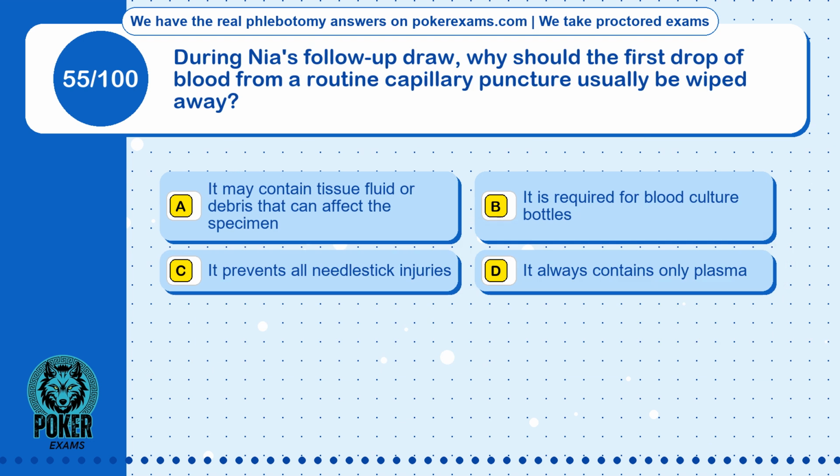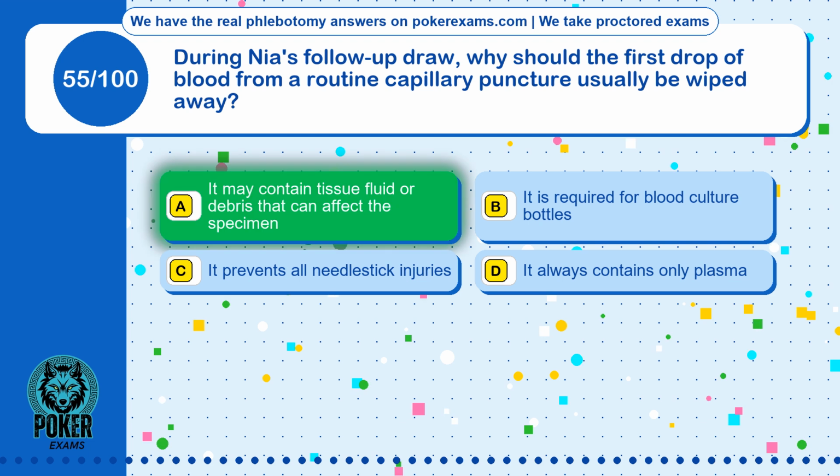Question 55. During NIA's follow-up draw, why should the first drop of blood from a routine capillary puncture usually be wiped away? Option A. It may contain tissue fluid or debris that can affect the specimen. Option B. It is required for blood culture bottles. Option C. It prevents all needle stick injuries. Option D. It always contains only plasma.